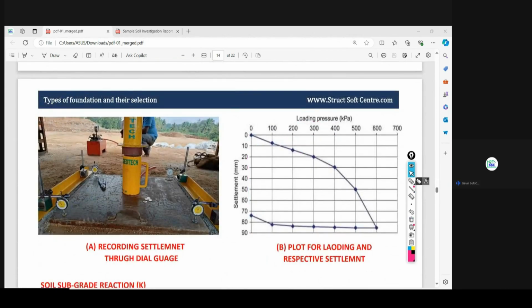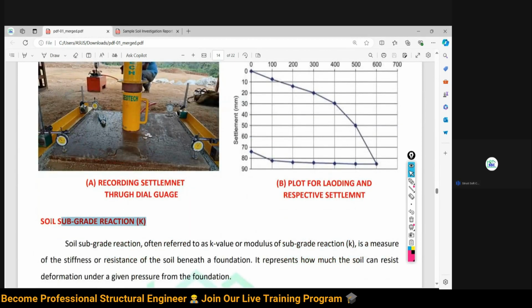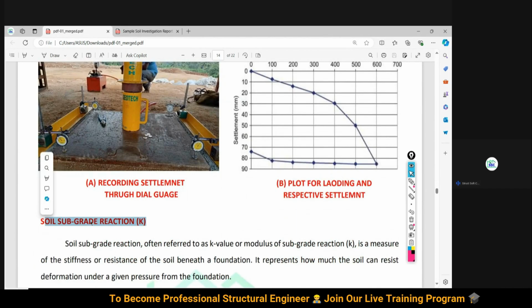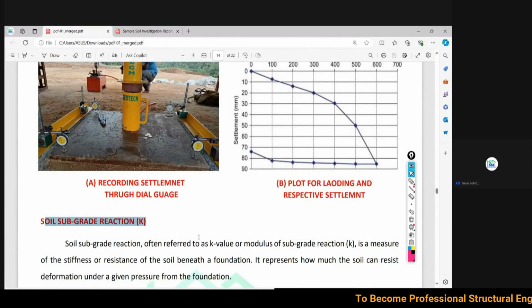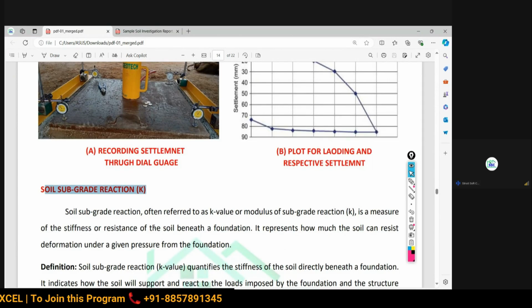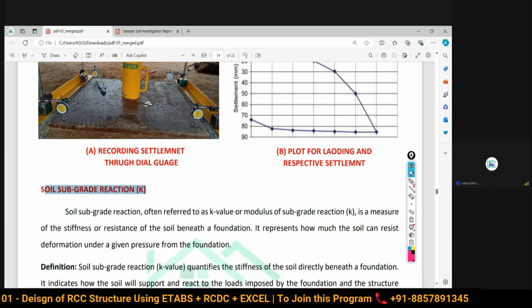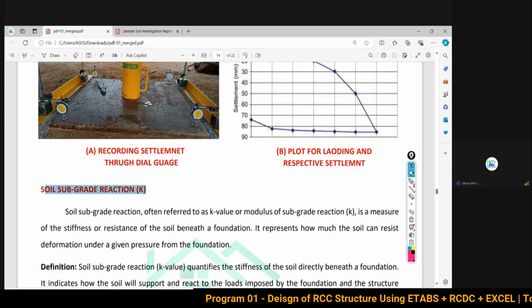So why am I discussing this point in detail? Because we have to discuss the soil subgrade reaction, or soil subgrade modulus. This is the most important part of this discussion. This property will not come directly. Soil subgrade reaction is actually a simple thing. It is the stiffness. If you don't want to call it soil subgrade reaction or soil subgrade modulus, call it simply stiffness.